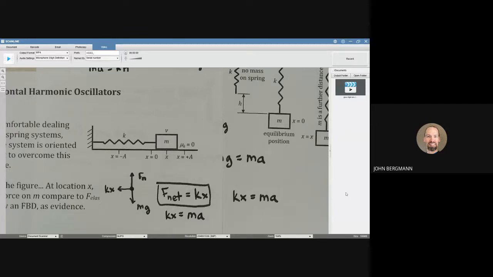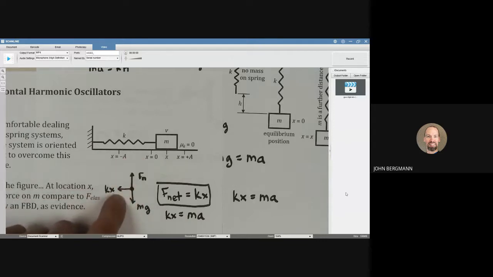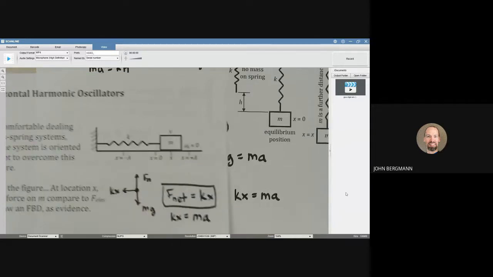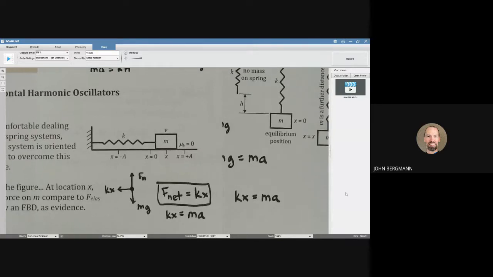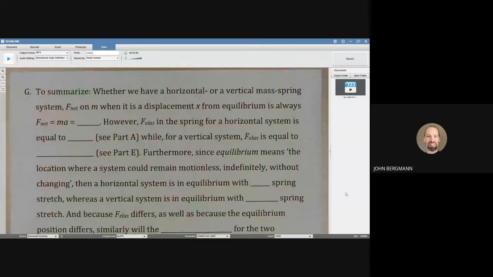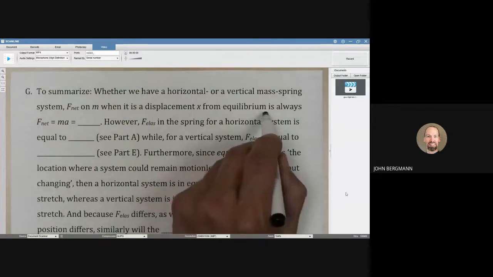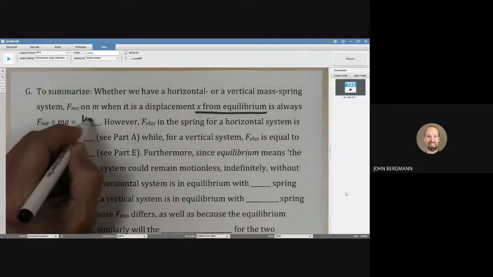Now, the equilibrium position differs in the case of horizontal versus vertical. In the case of horizontal, there's no stretch in the spring at equilibrium. In the case of the vertical, there is some stretch. There's that difference. But in terms of the net force on the mass, horizontal or vertical, is equal to k times the amount of stretch from equilibrium. To summarize, whether we have a horizontal or vertical mass spring system, F net on M, when it is a displacement x from equilibrium, is always equal to k times x.